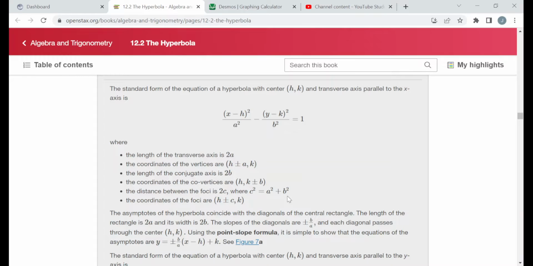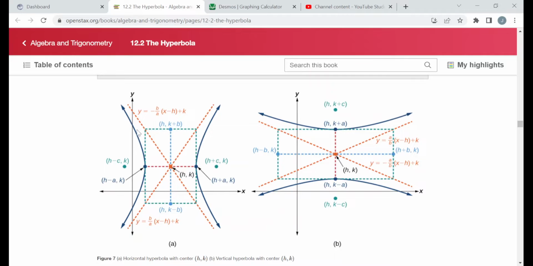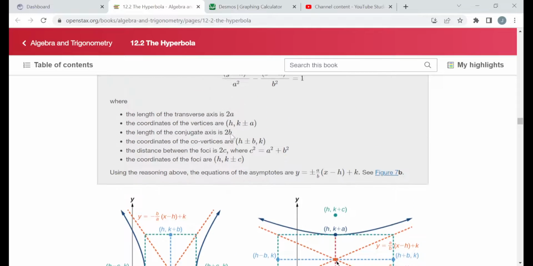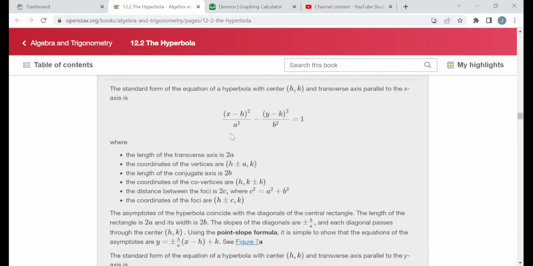The special thing about the foci is the following. If you take any point on the hyperbola, on this curve or this curve, it doesn't matter, take the distance to one focus and the distance to the other focus and subtract them. The difference will always be 2a, the same as the distance between the vertices. No matter what point you pick, the distance to one focus minus the distance to the other will always be 2a for any hyperbola. That's why we're finding the foci as well.